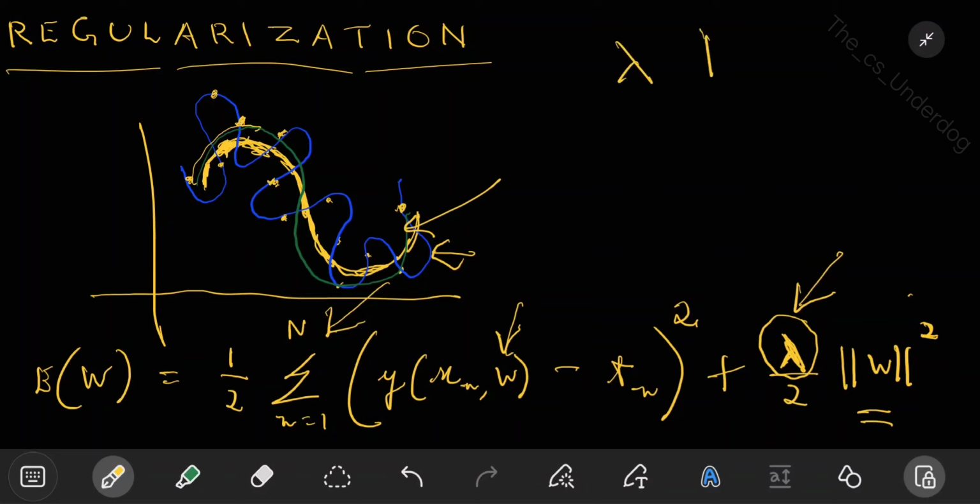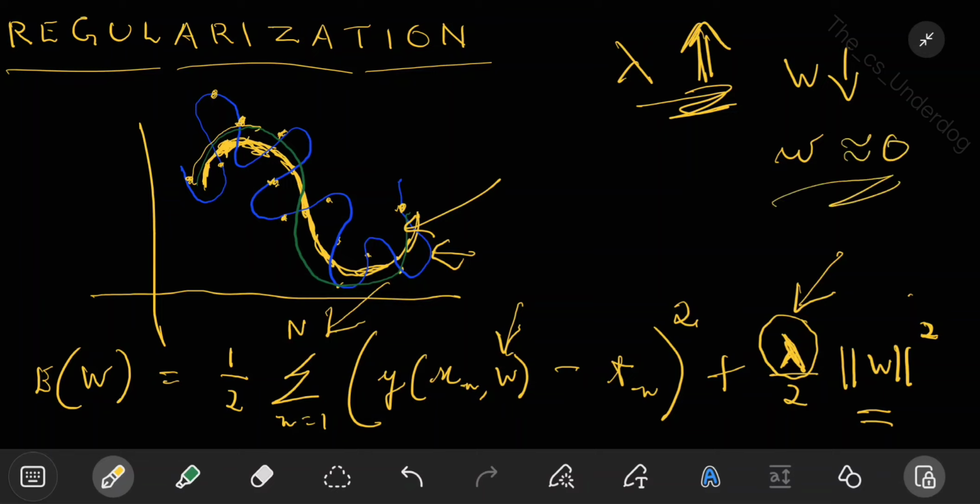What happens if your lambda is high? If your lambda is high, it will automatically make sure that your W is low. That is, all your coefficients would go lower. What if you make lambda very high? Let's say you chose a very high value of lambda, which means your coefficients will all approach 0. All your W's will go to 0.